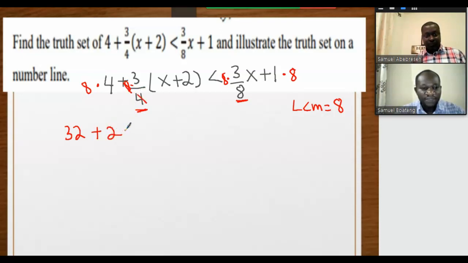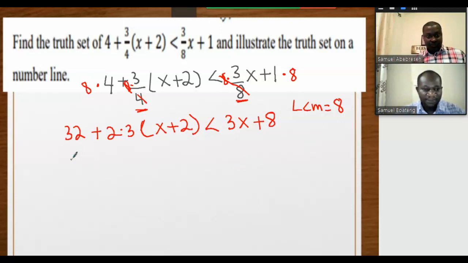So you have 2 times 3, bracket open, x plus 2, less than 8 will cancel 8, leaving 3x plus 1 times 8 is 8. Good. So let's go to the next step.